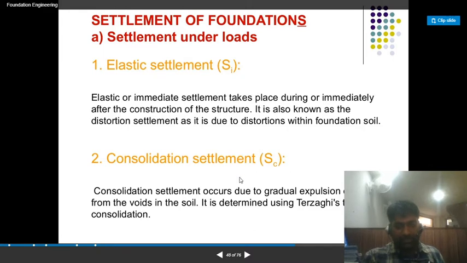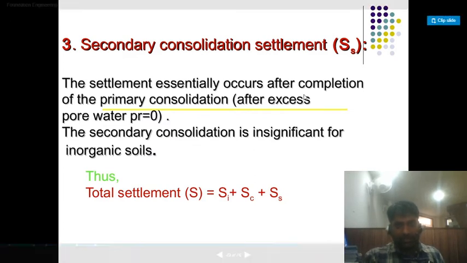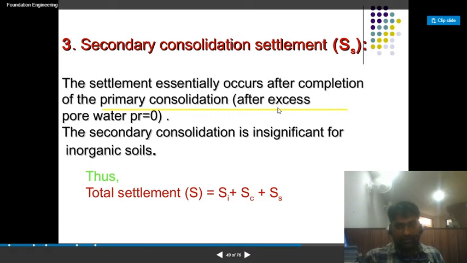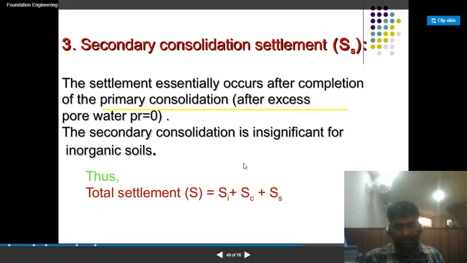Consolidation settlement Sc. Consolidation occurs due to gradual expulsion of the water from voids in soil. It is determined using Terzaghi theory of consolidation. Secondary consolidation settlement essentially occurs after completion of primary consolidation, after excess pore water pressure equals 0. The secondary consolidation is insignificant for inorganic soils. Total settlement S equals Si plus Sc plus Ss.